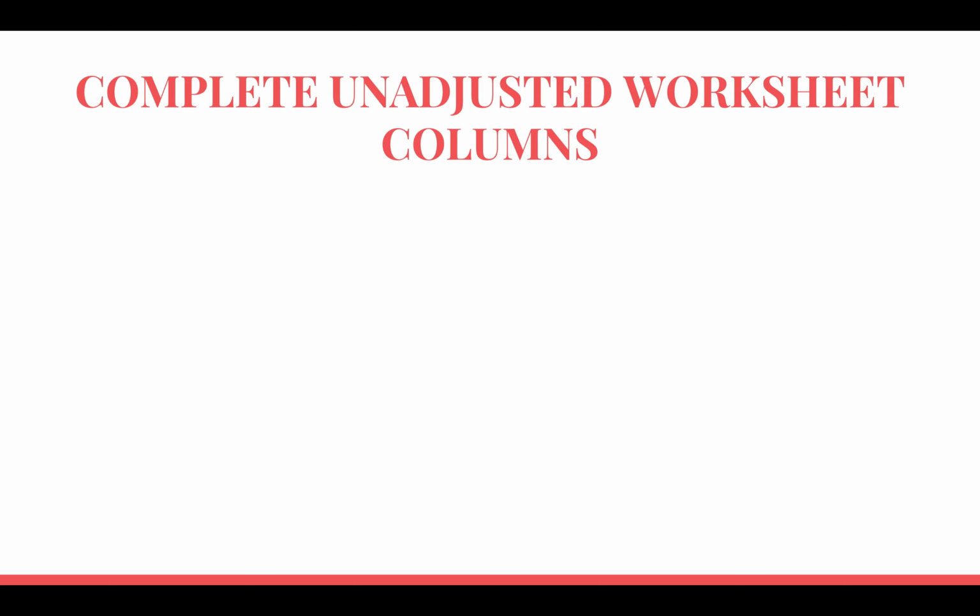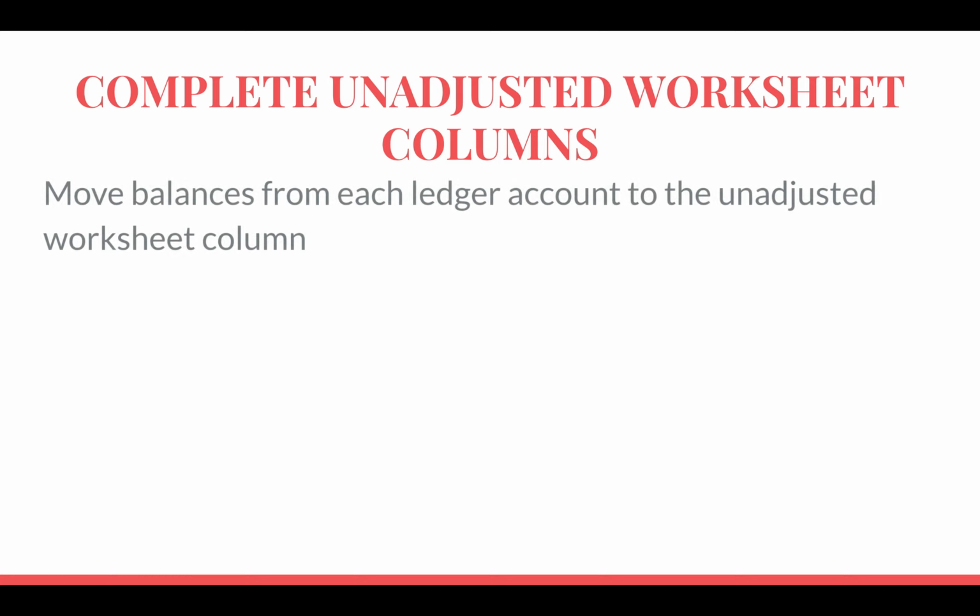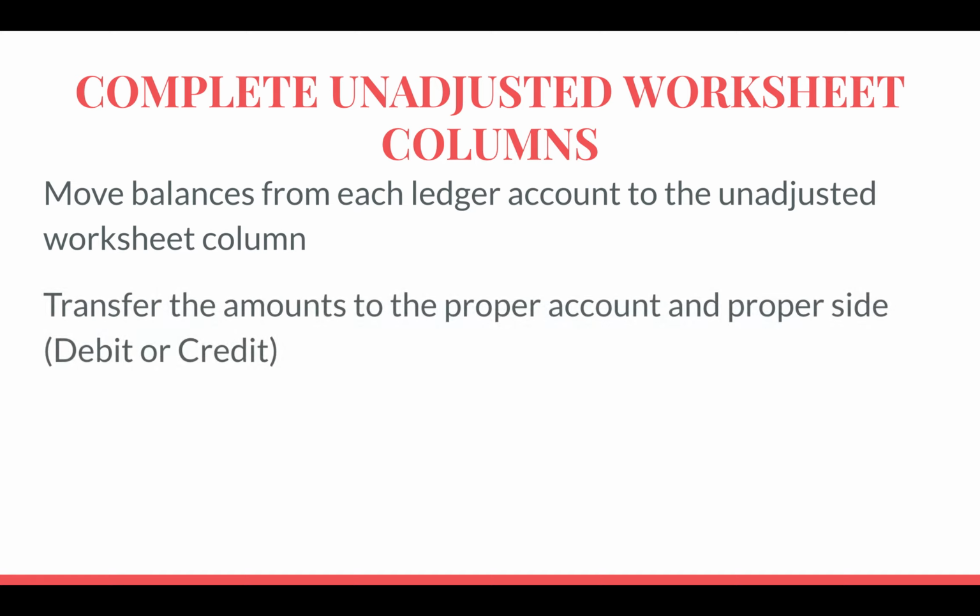Now, your first ever check, getting that unadjusted worksheet column to balance. You're going to move your balances from each ledger account. Start with cash at the top, go one at a time, and post it to the unadjusted worksheet column. Transfer the amounts to the proper account and on the proper side. Be careful to put a debit into the debit column and a credit into the credit column.